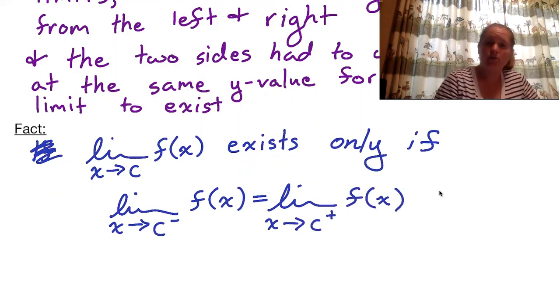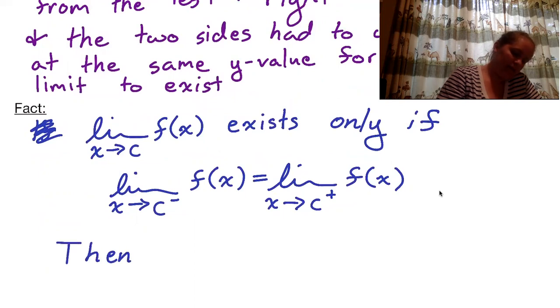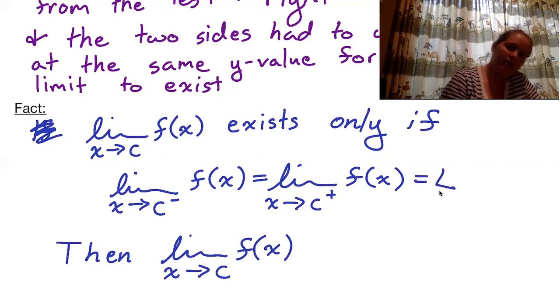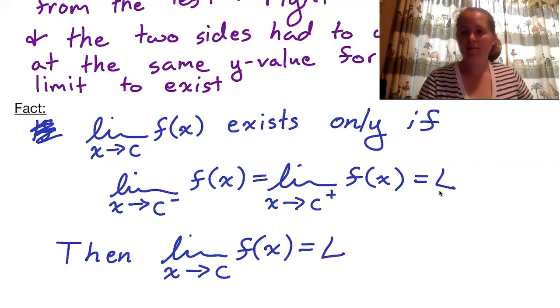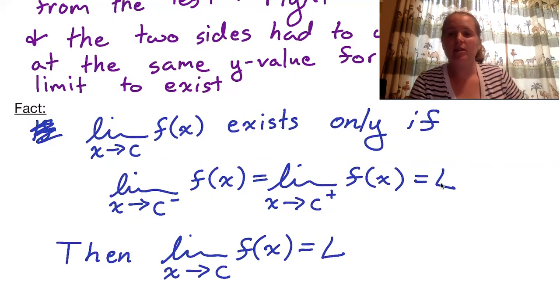And if this is true, then we get that the limit as x approaches c of f of x is equal to those limits. So let's say that the left limit and the right limit both equal L, then the overall limit also equals L. The left side and right side limit have to agree for us to have that the limit exists.